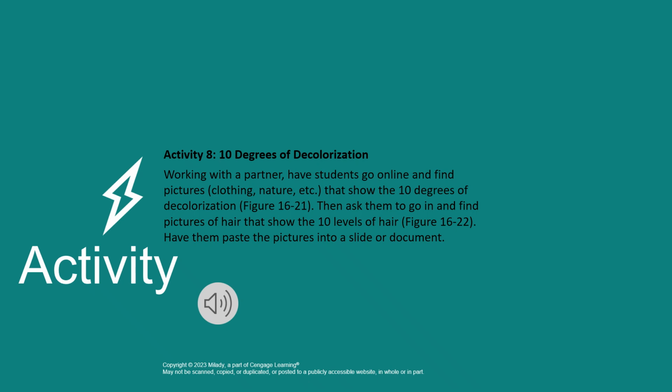Activity 8. 10 degrees of decolorization. Working with a partner, have students go online and find pictures that show the 10 degrees of decolorization. Then ask them to find pictures of hair that show the 10 levels of hair. Have them paste the pictures into a slide or document.